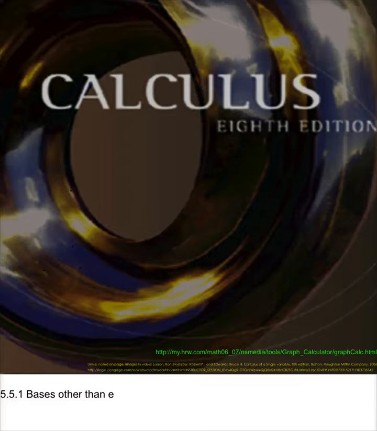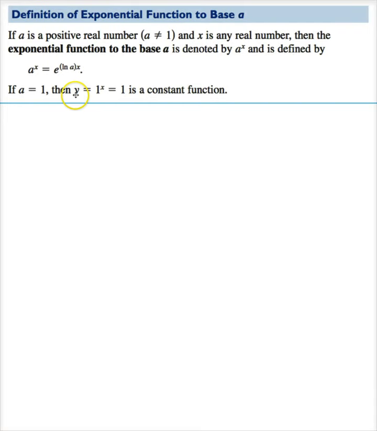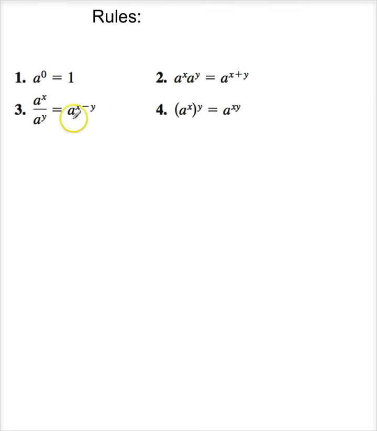Sometimes you have bases other than e you need to deal with. If a is a positive real number and does not equal 1, and x is any real number, then the exponential function to the base of a is denoted by a to the x and defined by a to the x is equal to e to the log of a times x. If a is equal to 1, then y is 1 to the x, and that's 1, and that's just a constant function.